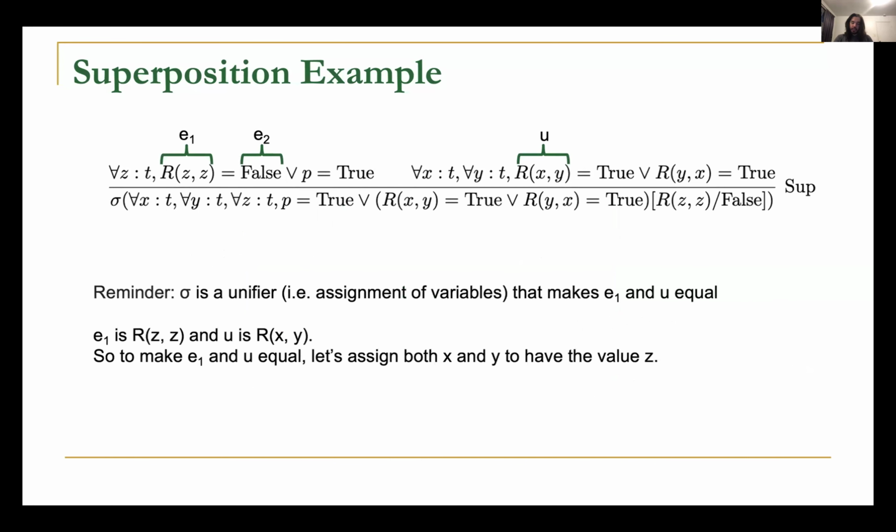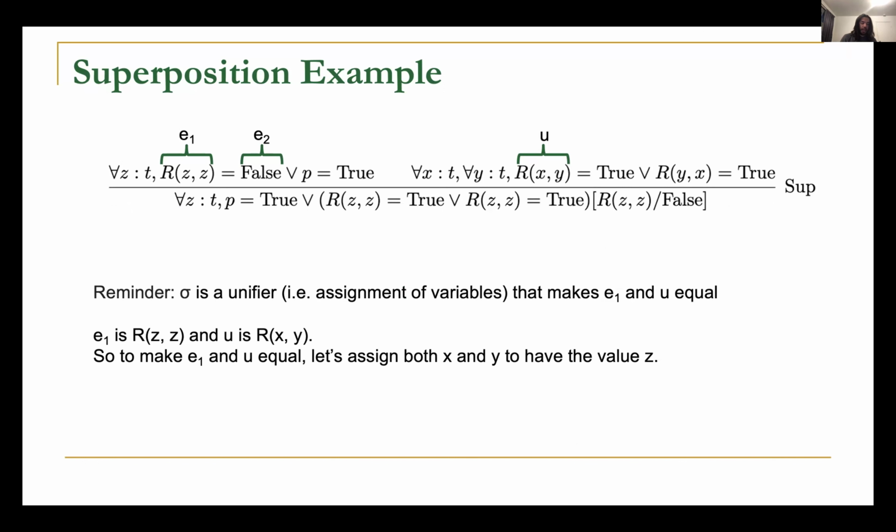As a reminder, sigma is a unifier, or assignment of variables that makes E1 and U equal. E1 is R of ZZ, and U is R of XY. So to make E1 and U equal, we can assign both X and Y to have the value Z, making both expressions equal to R of ZZ. After we perform this assignment, X and Y are no longer free variables, since we assigned each of them the value Z. So their universal quantifiers disappear in the conclusion. Then we still have to apply sigma to the clause body, replacing every occurrence of X and Y with Z. And when we do, we get this.